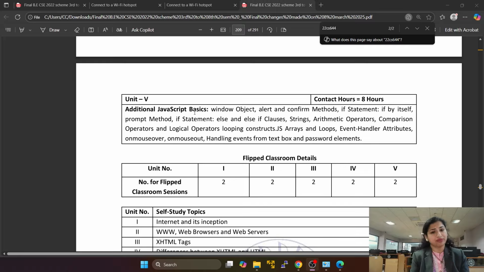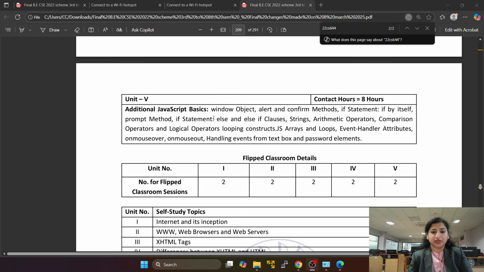The last unit is again the continuation of JavaScript. Here, apart from the basics, we will be learning how functions can be written in JavaScript. We have loops, logical operators, comparison operators, and conditional operators, and then we will be able to use event handlers, where something happens on the web page when the mouse is over some element, or what should happen when the mouse is removed from that product or from that element.